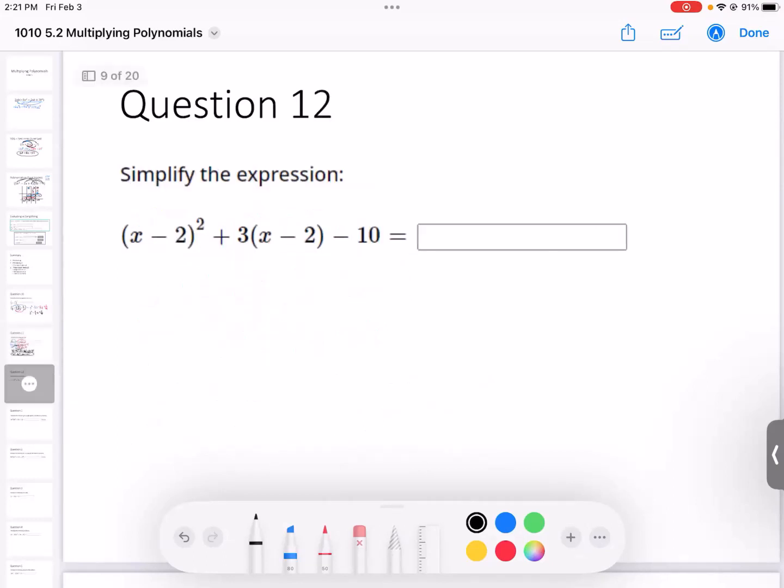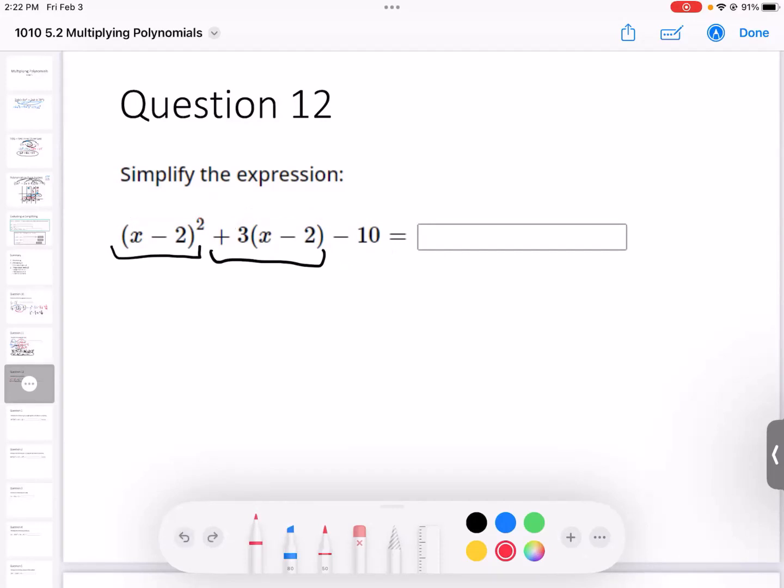Okay, so on question 12, this one has multiplication of polynomials inside of terms that are being added and subtracted together. So the structure here is we have 3 terms that are being added and subtracted together, but within the terms, you have multiplication in these two. And so essentially you're going to simplify each of those and then combine any like terms.